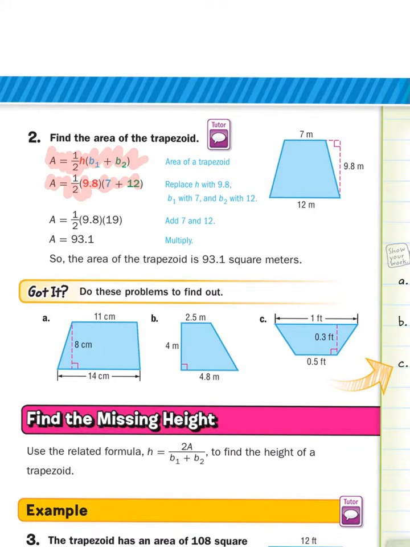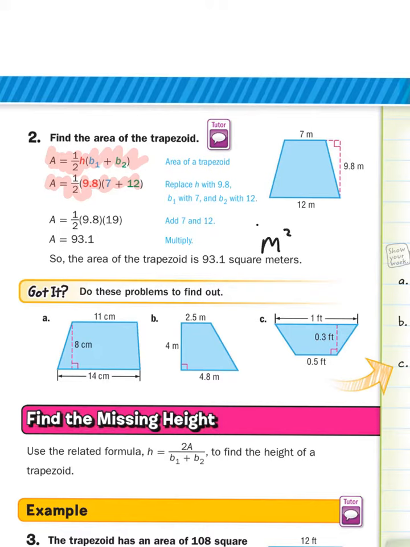Next, now look at this step here. You don't have to worry about this because they, I guess, aren't using a calculator. So they actually simplified the 7 plus 12 to get 19, and then they rewrote it. Now, I would just type this in the calculator, and you will get the answer, 93.1. Remember, since this problem is meters, you want to have 93.1 square meters. And again, the shortcut for writing that would be m with the exponent 2.